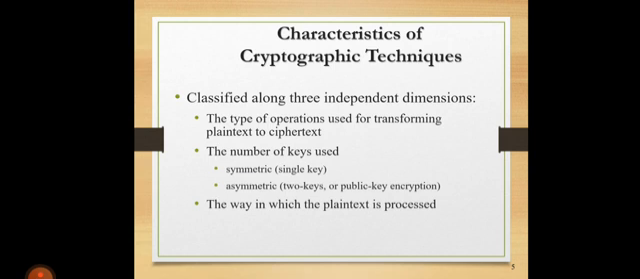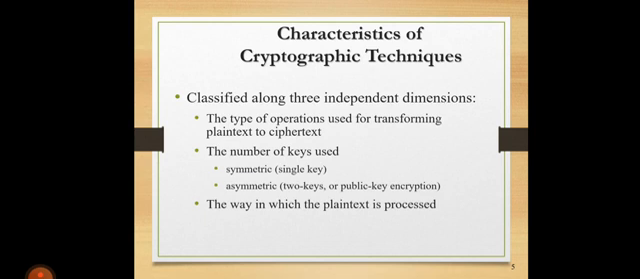It can be classified along 3 independent dimensions. The first and foremost dimension is the type of operations used for transforming the plain text into the ciphertext. The second one is the number of keys used. It may be a symmetric key or asymmetric.